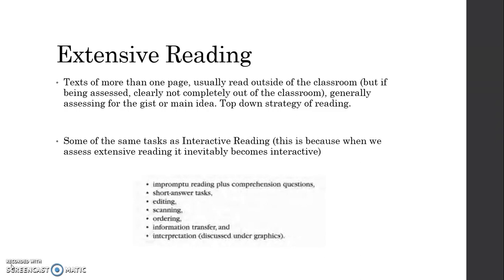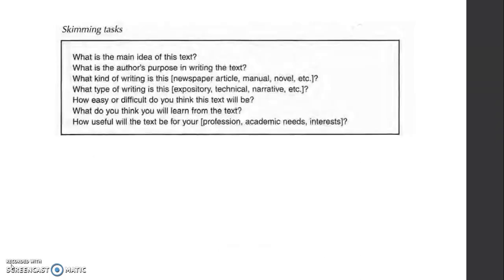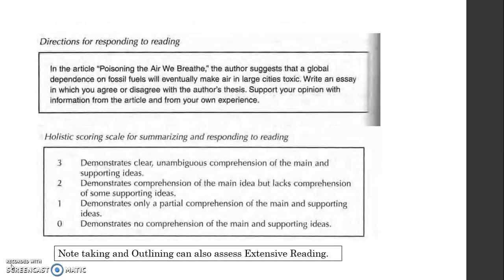Some of the tasks are the same as interactive reading. This is because when we assess extensive reading, it inevitably becomes interactive. So things like short answer tasks, editing, scanning, ordering, all the things that we were just talking about. Some other examples. I'm not going to stop and read them. You can see here in class we could work with holistic rubrics of their reading skills. Outlining could also be extensive reading. If it's a test, I can score a little bit more tediously, but in class activities, things like this holistic scale would be the most helpful.